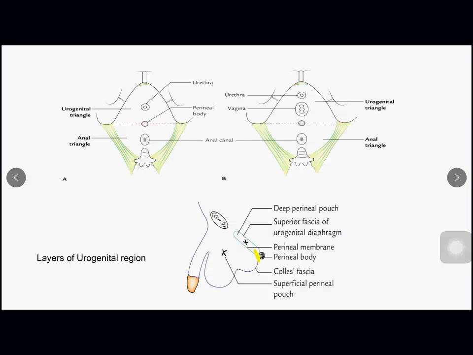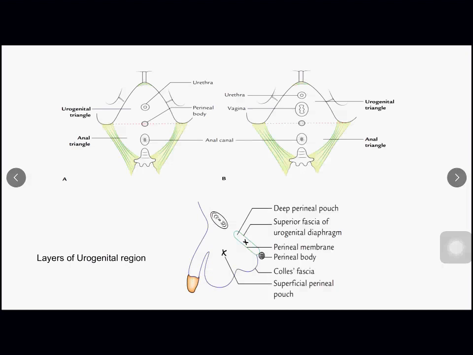Actually, the Colles fascia posteriorly is attached to the perineal membrane. Then it continues to the fascia of the scrotum, that is the dartos muscle of the scrotum. It will be continuing with the dartos muscle. Then it will be continuing with the skin of the penis, and it will be continuing with the abdominal fascia, that is Scarpa's fascia of the abdomen. It will be continuing like this.